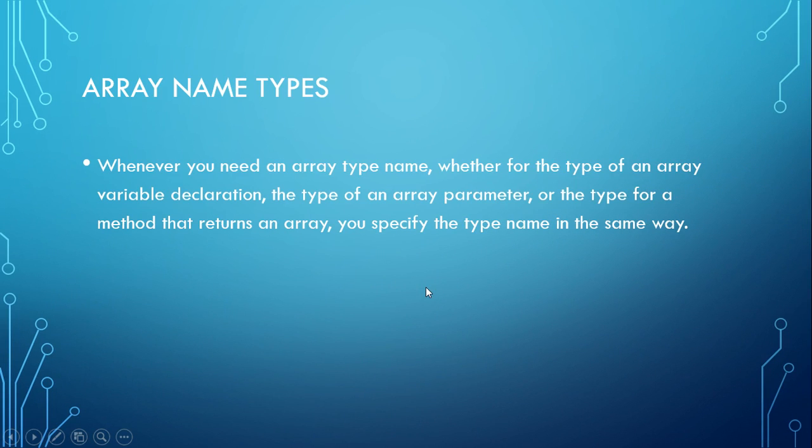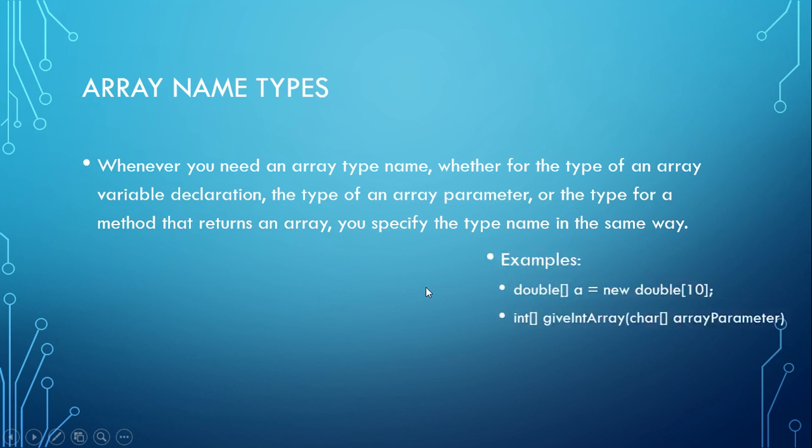Some array type names. When you need an array type name, whether for the type of the array variable declaration, the type of an array parameter, or the type for a method that returns an array, you specify the type name in the same way.